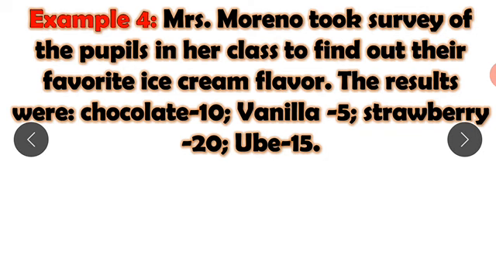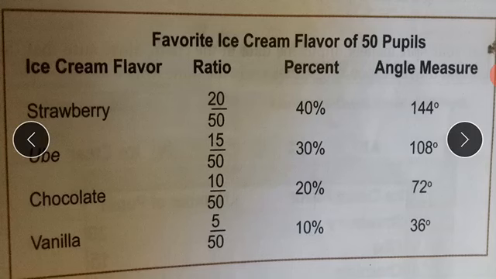Now we will calculate the ratio, percent, and angle measure. So this one is the table. First is the ratio, next is the percent, next is angle measure. So 20 divided by 50, the answer is 0.4. Then multiply it by 100%, then you will get 40%. Then 0.4 times 360, that is 144 degrees.